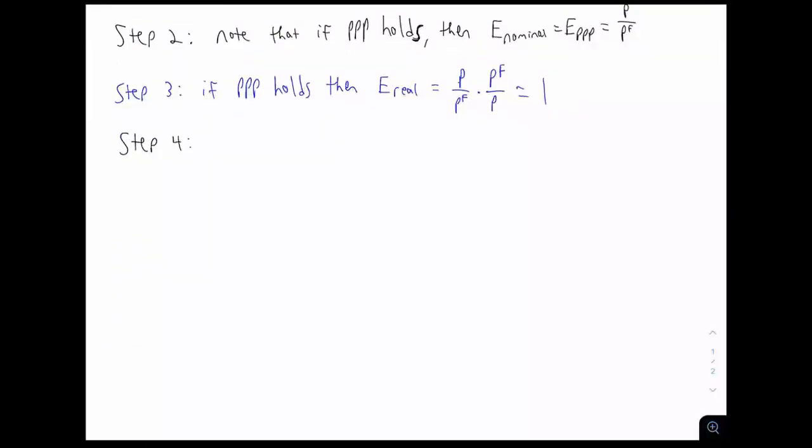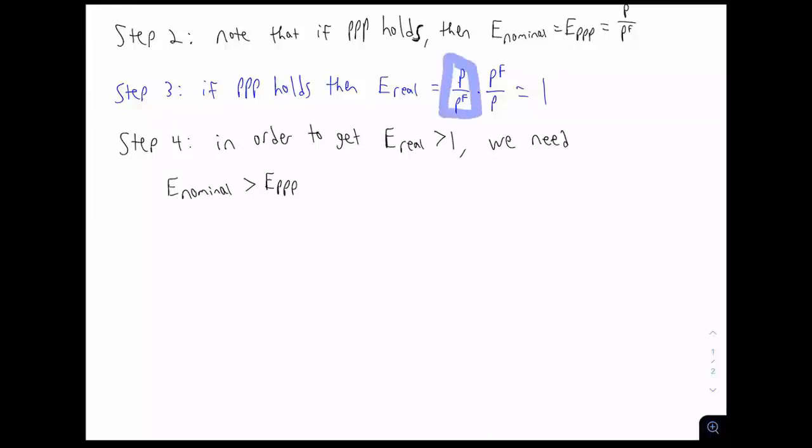So let's go ahead and present a scenario. How can we get a real exchange rate greater than one? For that to happen, we need the nominal rate to be greater than the purchasing power parity rate. So what we're looking for is the first term on the right side of the equation in step three. If that gets bigger, then the value is going to get bigger than one. That means the real exchange rate would be bigger than one.